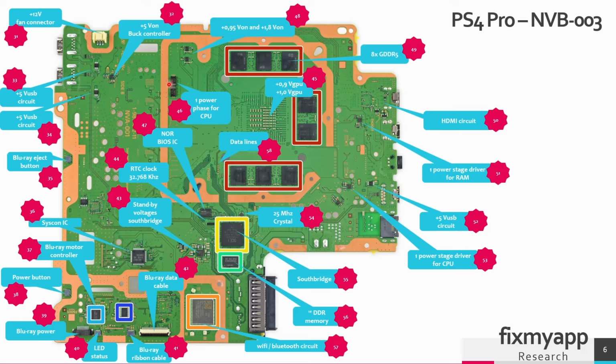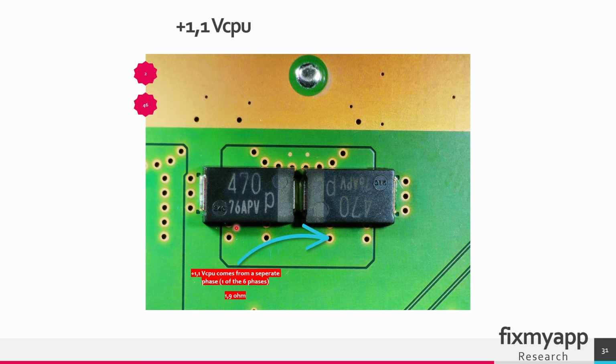So the output voltage can be found in region 46, and I think this is one power phase that will be used for the CPU part of this GPU. So these are the 2 capacitors, this is the output. And on the output we can find the CPU voltage of 1.1 volt. The resistance value of this output is 1.9 ohm, so it is very low resistance.